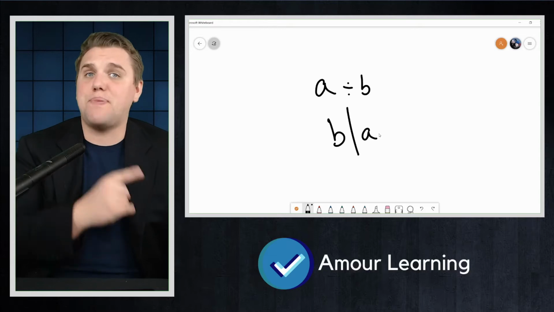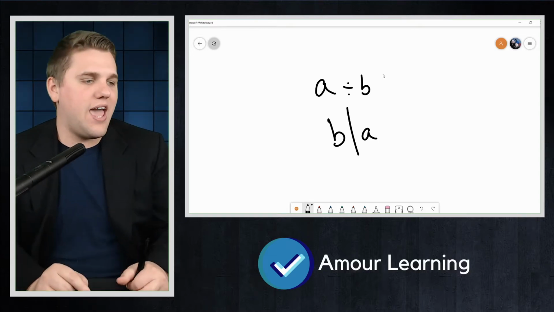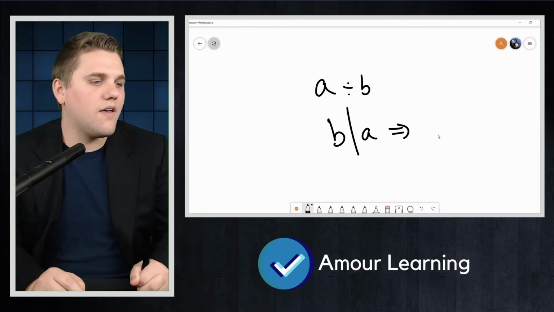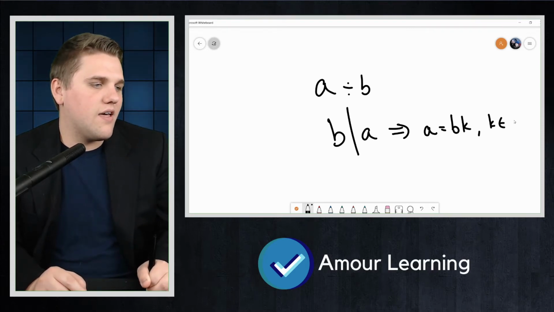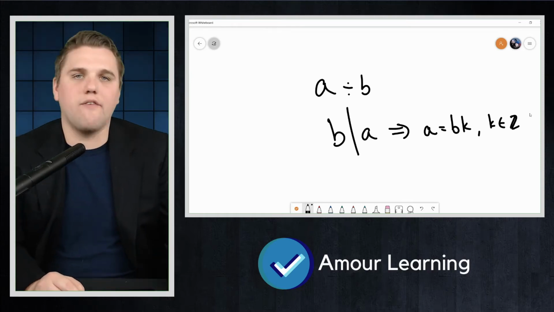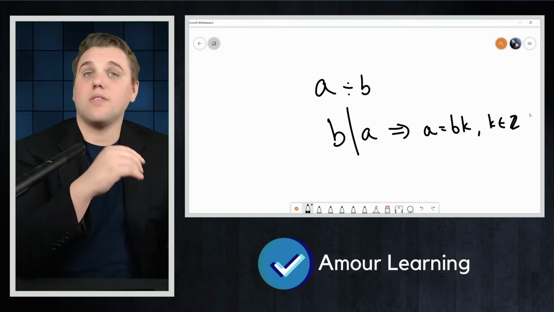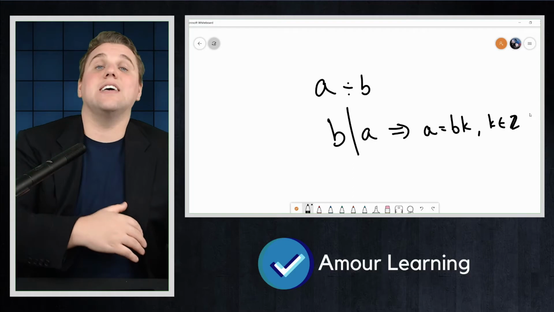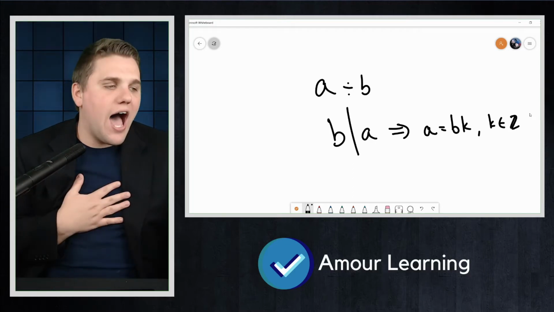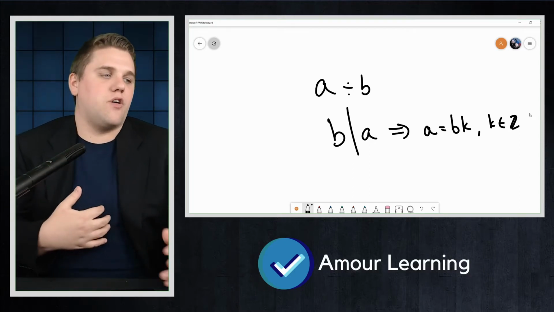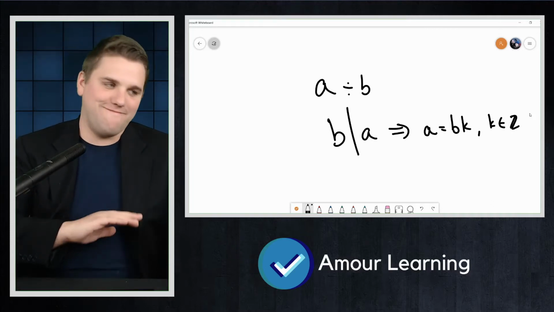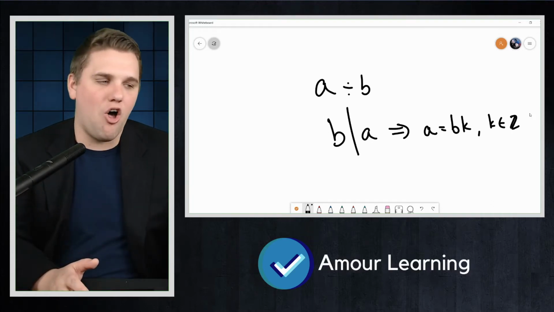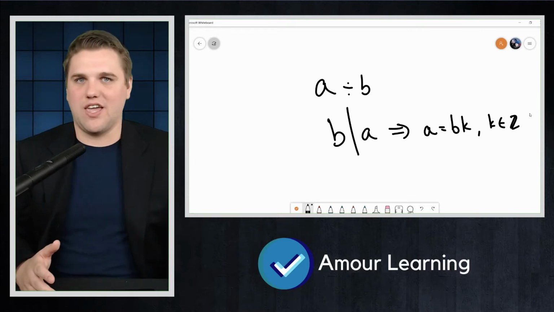In other words, if b divides a, then a equals b times k for some k that's an integer, natural number, however you want to describe it. This is saying a is some multiple of b. Now, I work with the integers, even though some courses work with just natural numbers. They're almost equivalent, and the difference is honestly not that significant.